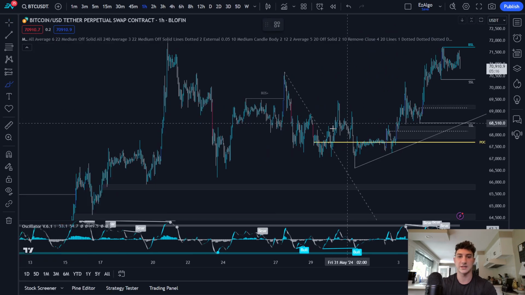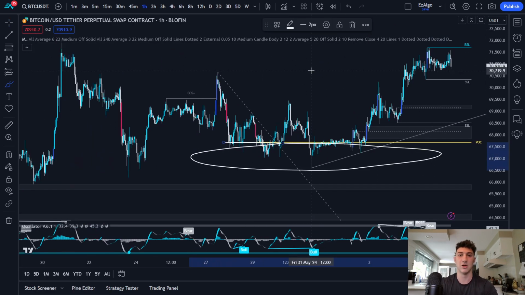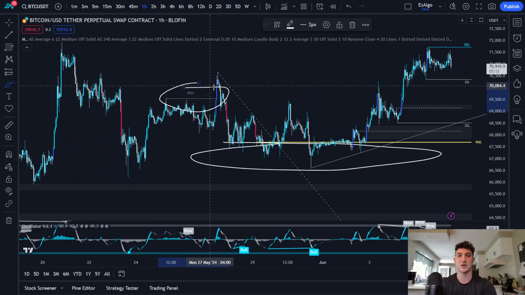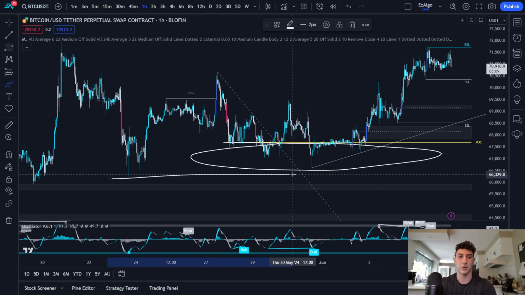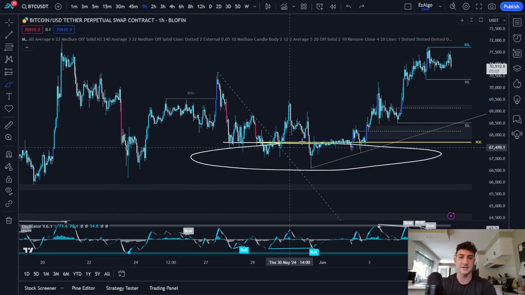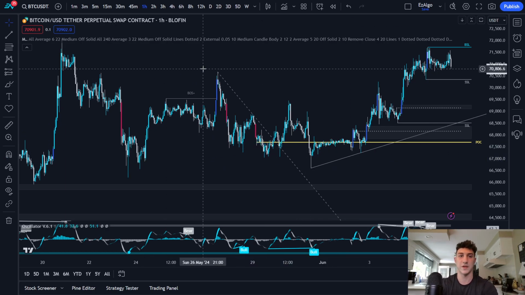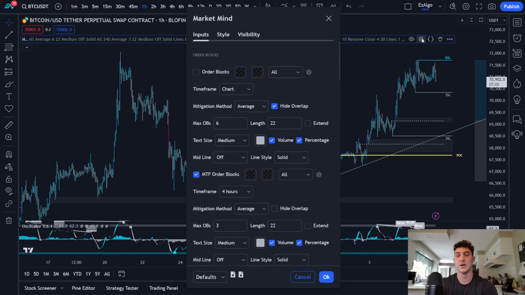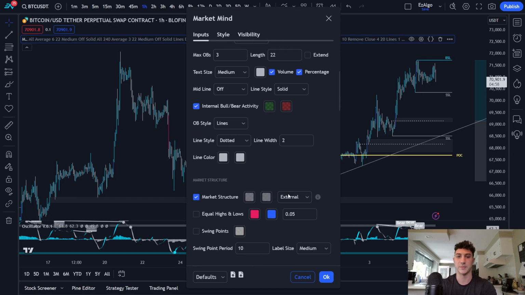Even when price comes down here, my bias is still long because we'd seen that external market structure shift and we haven't broken these lows yet. All right, so my bias is going to be long. Helps you guys visualize where the market is potentially going to go in the short term. I'm assuming you guys already know about market structure. I'm not going to cover it too much.